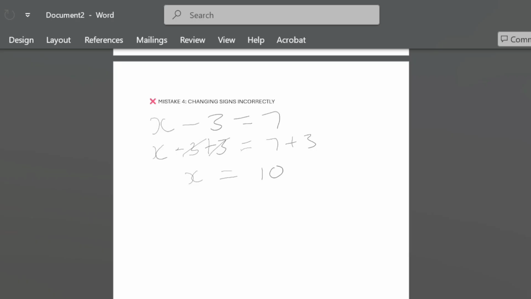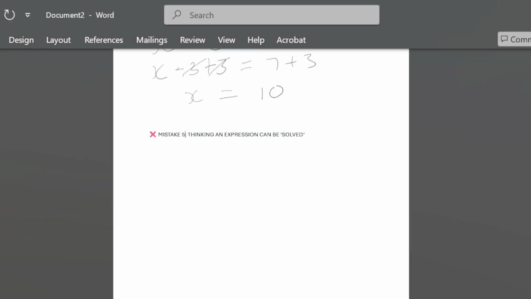That is basically what it explains. And that's how you will know how to change the signs, because whenever you work with equations and you move the number to the other side, the sign will always change. Mistake number 5 is thinking an expression can be solved. So we have 2x plus 5. Some learners try to solve expressions, but an algebraic expression does not have an equal sign, so it cannot be solved. Only equations can be solved.